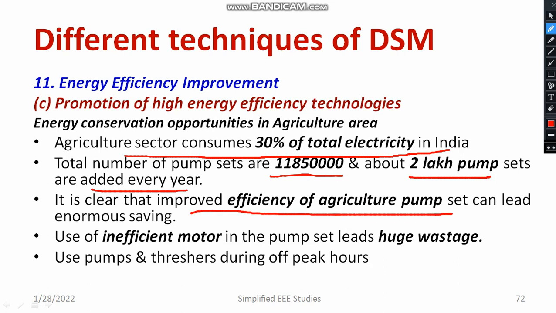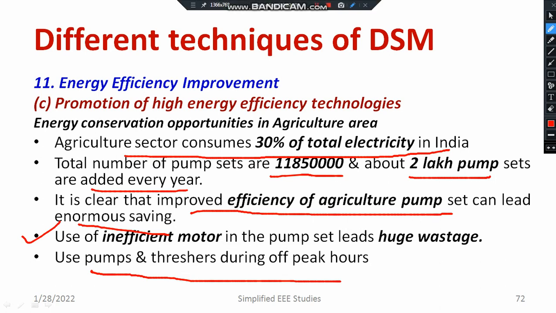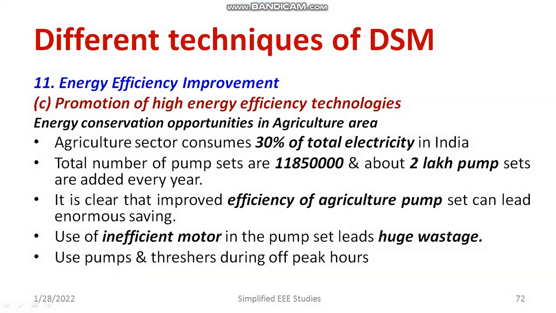Improved efficiency in the agricultural pump can be one of the enormous savings. The use of inefficient motors definitely causes a bulk amount of energy consumption. Use pumps and threshers during off-peak hours. Try to shift the consumption to off-peak hours. Don't try to use energy during peak hours.